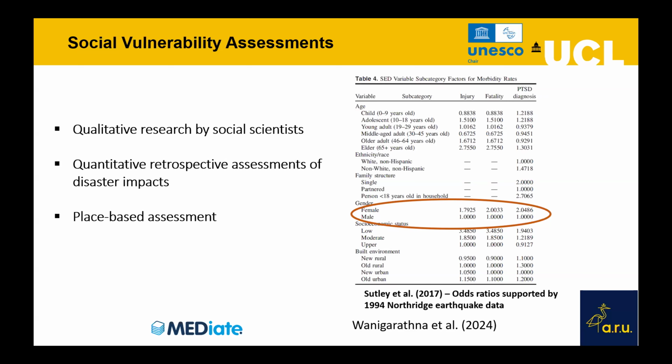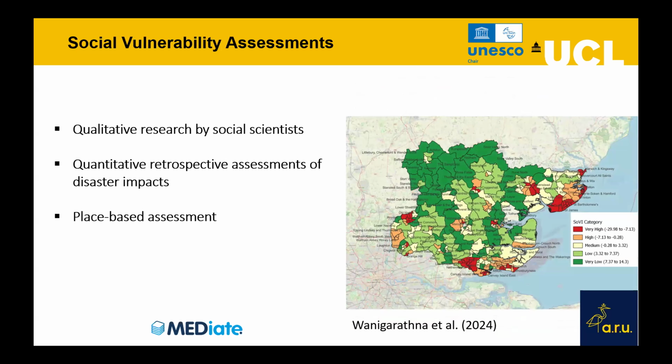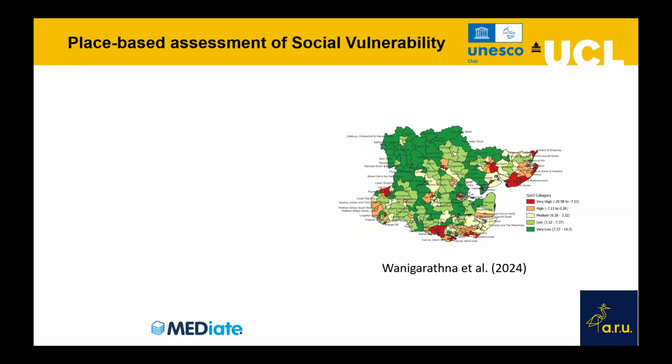The last type is place-based assessment. The place-based assessment is normally related to an index. So it does assess the relative vulnerability of a population or of a place. It could be a city or it could be a region compared to the neighboring properties based on the characteristics of that place or the city. So this is the type of work we continued during the MEDiate project where my previous colleagues explained.